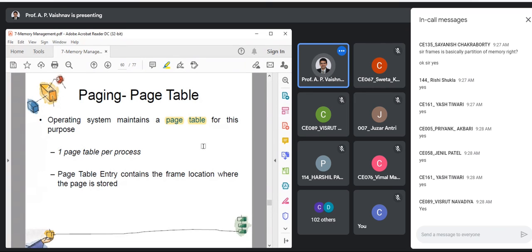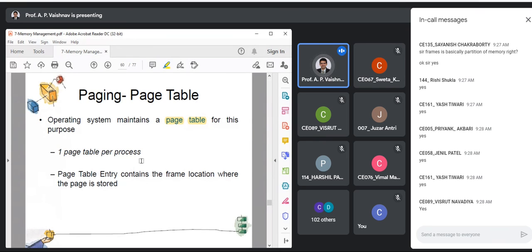Every process has one page table. Remember this thumb rule, right? You are going to use this in any competitive examinations, even somewhere in the interviews. If you are asked any question regarding OS, these are common topics from where the questions will be coming: how paging works, how segmentation works. Many companies ask this in interviews, so you should know this. So every process has one page table, right?